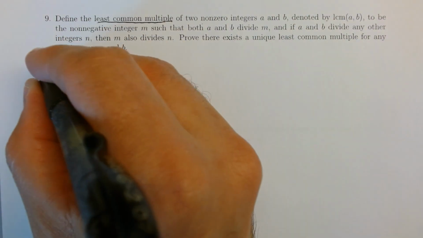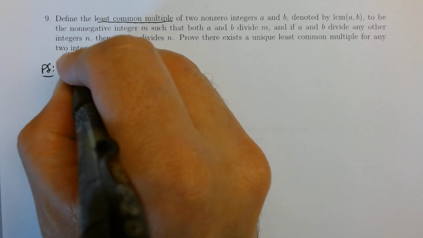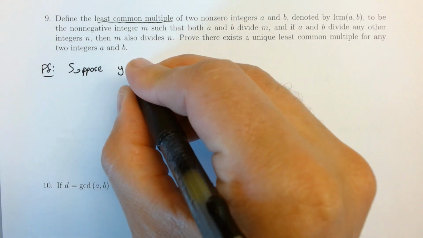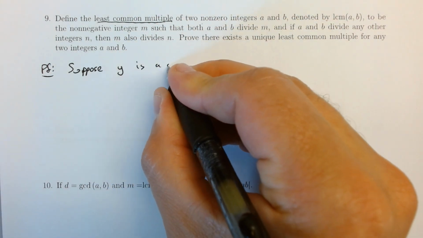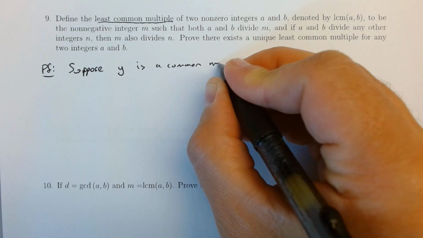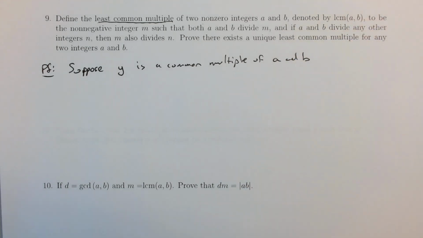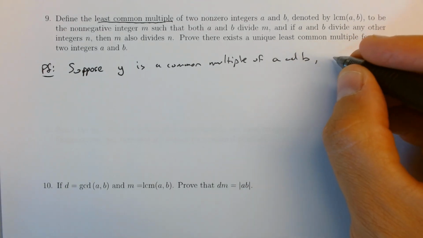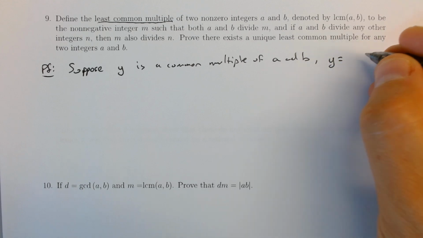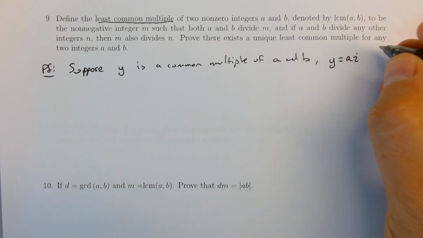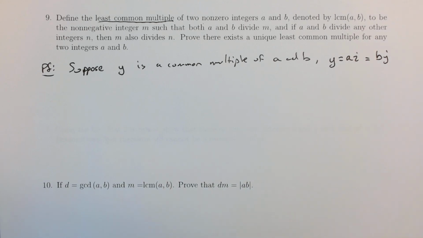So suppose, and say y is a common multiple of a and b. So that would mean y is some multiple of a, so a times i, but it's also some multiple of b, so it's also b times some j, for some integers i and j. So it's a multiple of both.